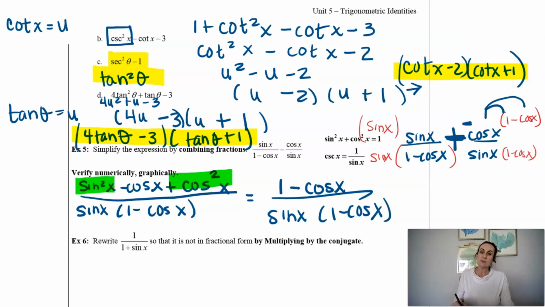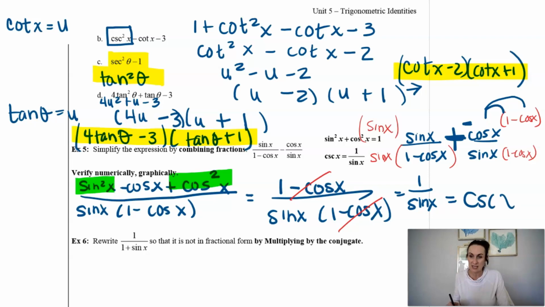Now what we're going to do is cancel the 1 minus cosine x's. That leaves you a 1 on the top. So now I have 1 over sine x. Remember who sine x loves? Sine x loves cosecant. So this equals cosecant x.